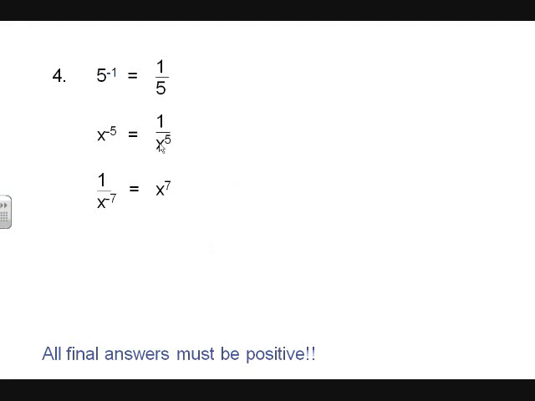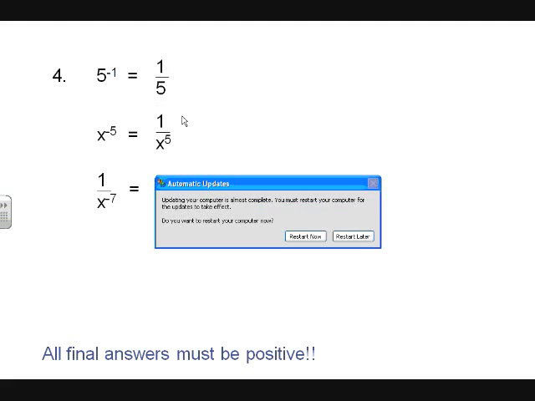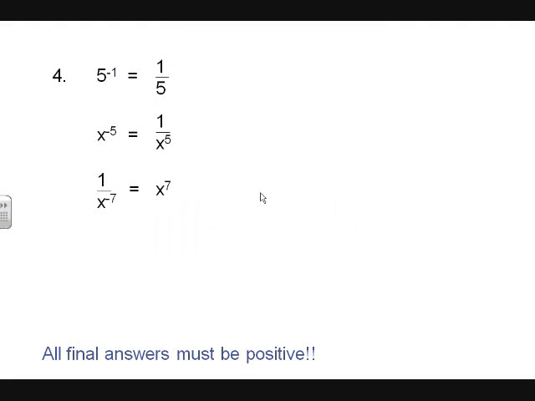So let's go back and look at these three. This one started off as 5 to the negative 1. And then when it became positive, it was 1 over 5 to the first power. So this right here got flipped to the bottom of a fraction and became to the first power. This right here was x to the negative 5, and it got flipped onto the bottom and became positive as well.